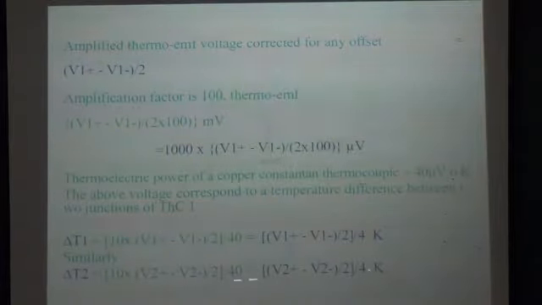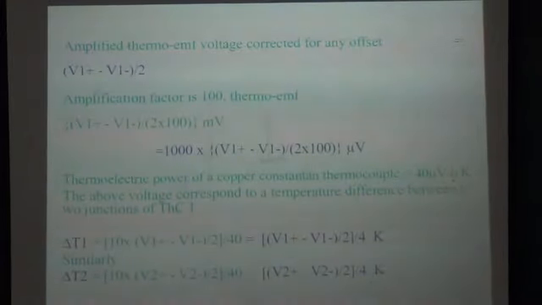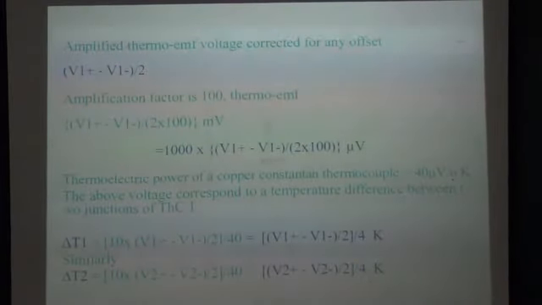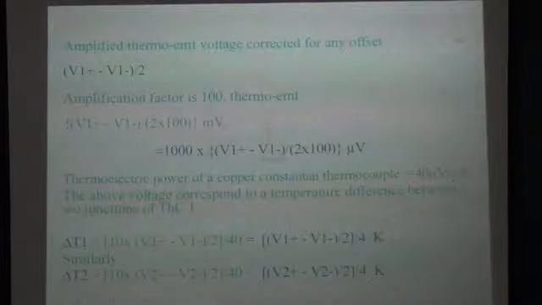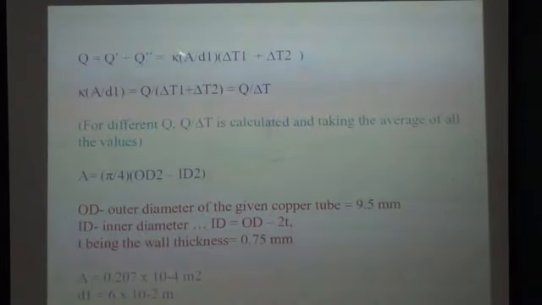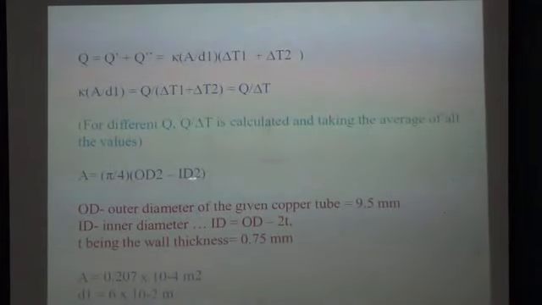Similarly, we can write down T2 to be equal to this divided by 40. Okay, so the readings of the copper cast-iron thermocouple measured by the DC differential amplifier are converted into the temperatures delta T1 and delta T2. So we now know Q is equal to Q dash plus K upon D1 (delta T1 plus delta T2). Area is pi by 4 outer diameter square minus inner diameter square.